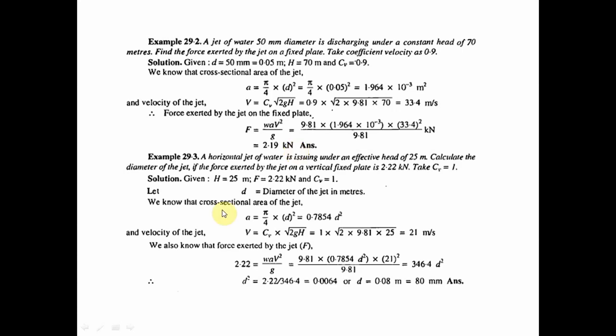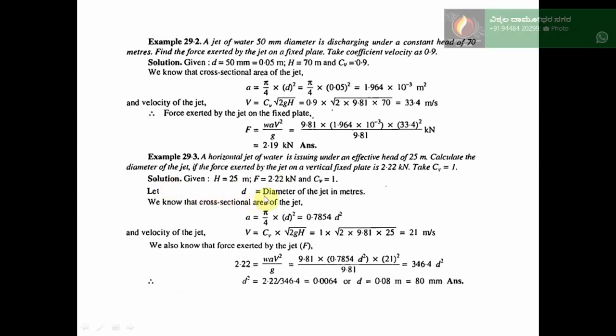Next one, a horizontal jet of water is issuing under an effective head of 25 meters. Calculate the diameter of the jet if the force exerted by the jet on the fixed plate is 2.22 kilonewton. Take Cv equal to 1. Given solution, H is equal to 25 meters, F is equal to 2.22 kilonewton, and Cv equal to 1.